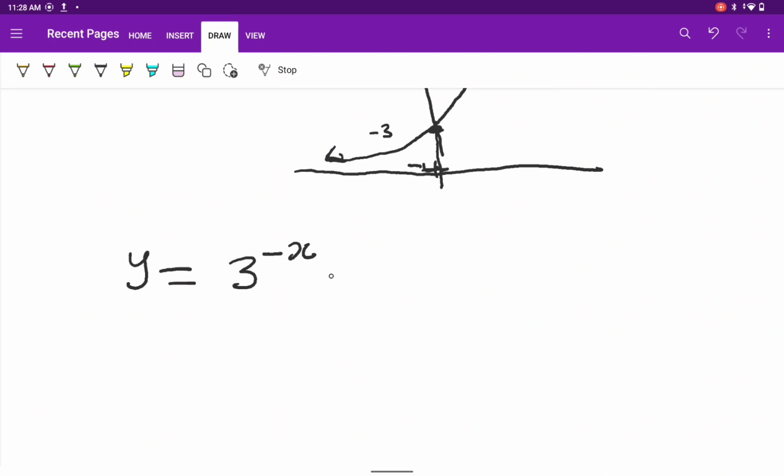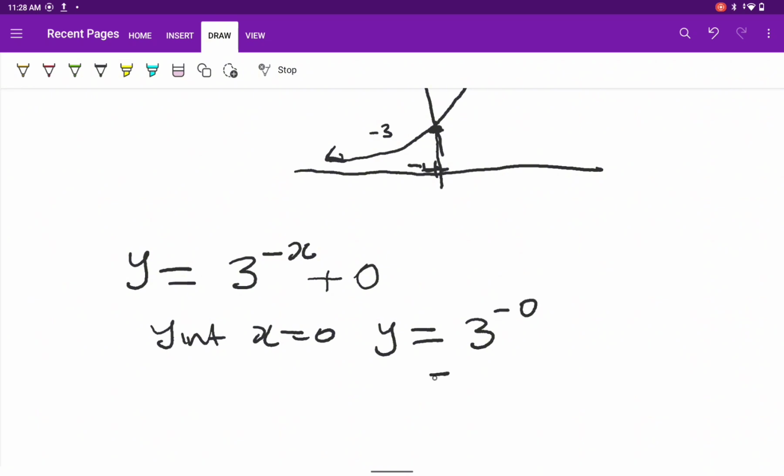It's 0, so the asymptote is represented by what is added here. If it's just like that, it is plus 0. So we have the asymptote at 0. Now the y-intercept, we know that the x value is 0, so we'll have y equals 3 to the power -0, which is 1. Any number to the power 0 is 1, so it means the graph will cut the y-axis at 1.